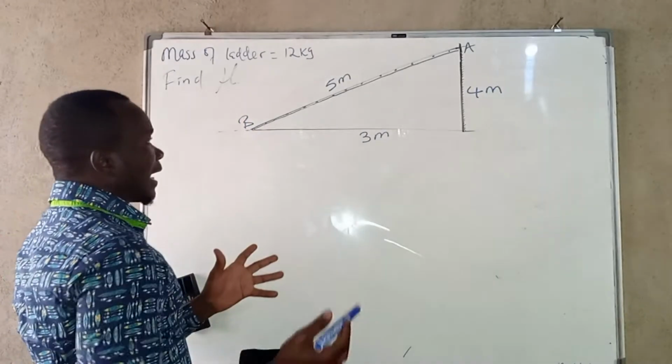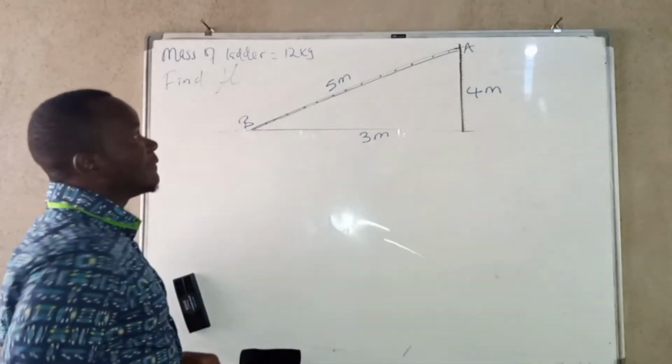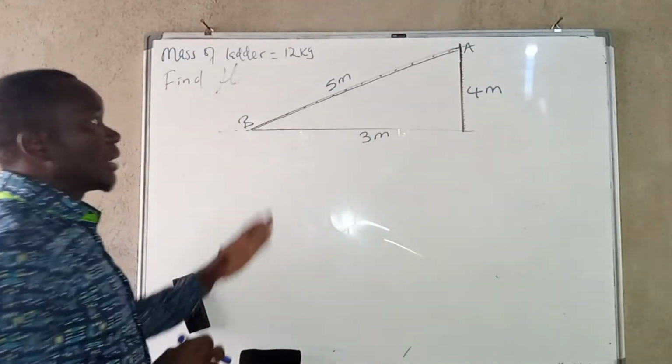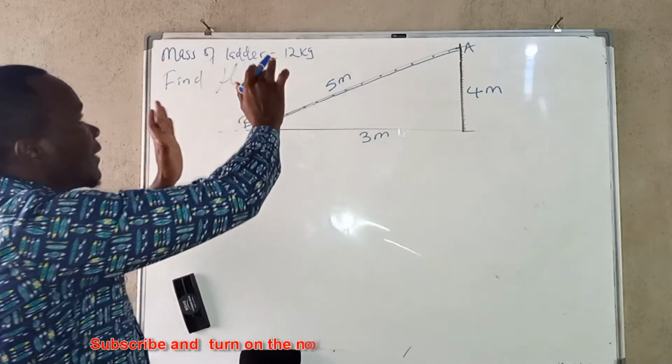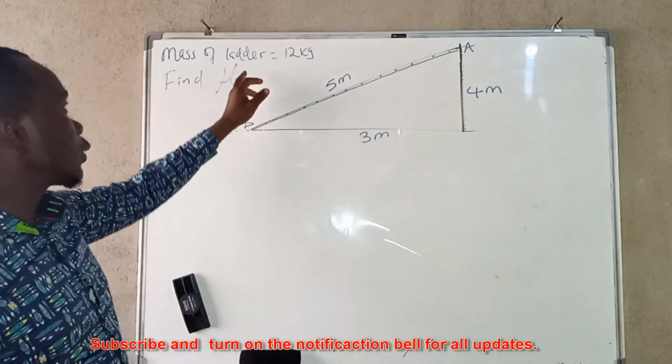The beam, or the ladder, has a uniform length of 5 meters. So A to B, or B to A, is the length of the beam. Then we are told that the mass of the ladder is 12 kg. Now we are asked to find this.